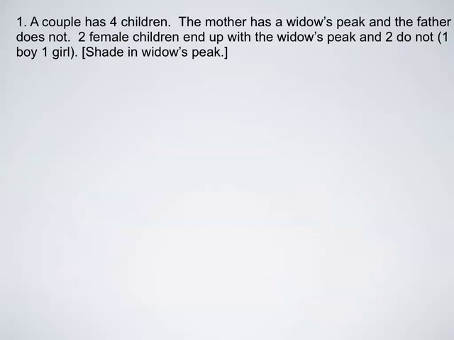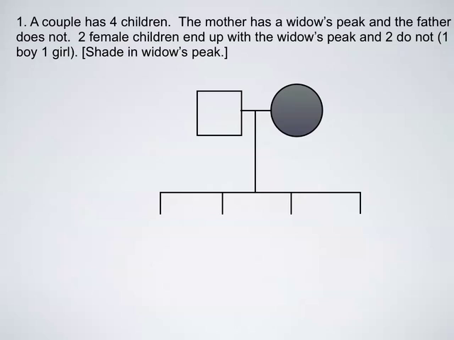Couple has 4 children. The mother has a widow's peak. Maya, what symbol will she get? A circle that's colored in. Yes, a colored in circle. Father does not. Emily? A square not shaded in. Yeah, plain square. Connected side to side. Okay, the children go under here.